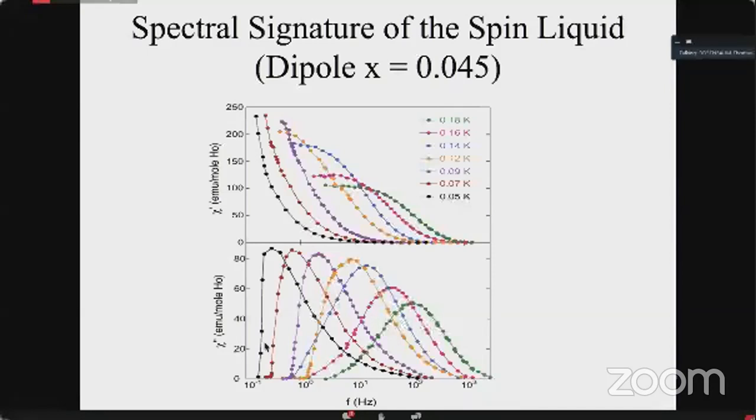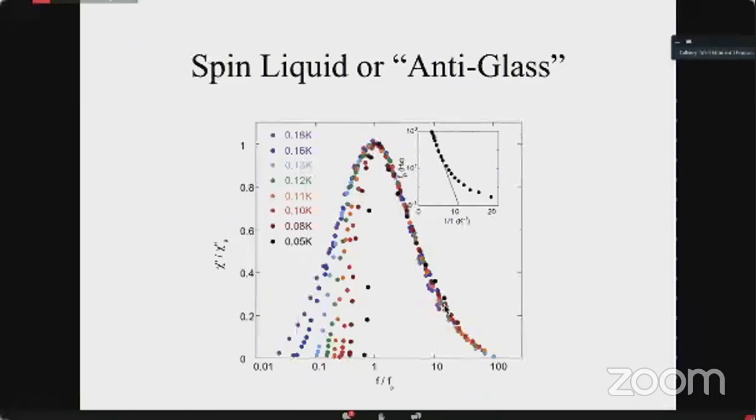The spectrum is narrowing, and I'm going to do the same trick. I'm going to look at the imaginary part of the susceptibility. I'm going to plot these on top of each other, normalizing by the peak frequency and the peak height. And so what you see here is those same curves coming on top of each other.